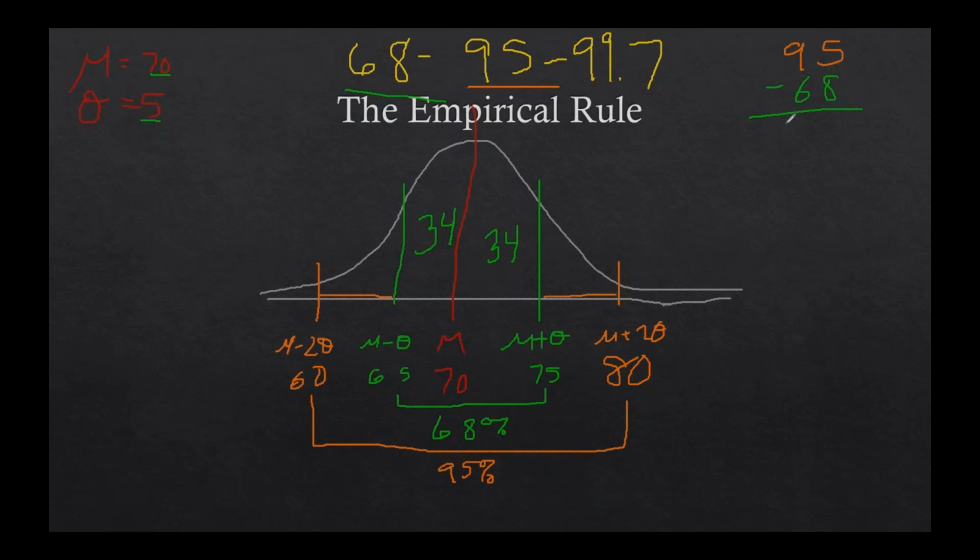So it'd be 95% minus 68%. Yep, that's our first step. 27. Okay, so there's 27% left, and that fits in these two spots. But we know that needs to be divided equally because the normal distribution is split, it's symmetric. So I have to divide that by 2. So how much goes in each spot? 13.5. 13.5.